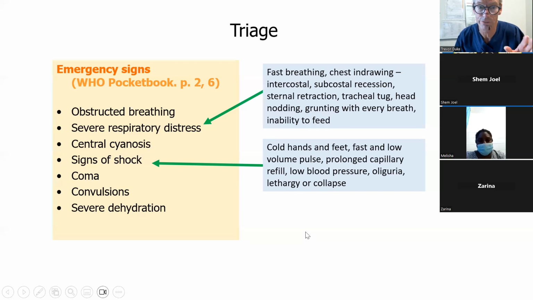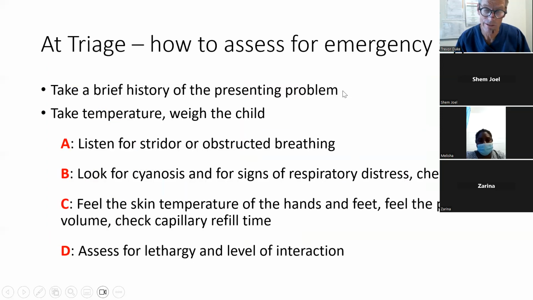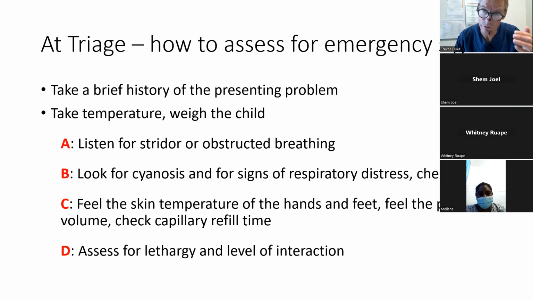So we need to get good at identifying these signs, and we can identify them at triage, but also in our regular monitoring of patients on the wards when we do ward rounds, and nurses can get good at monitoring these signs. At triage, we take a brief history of the presenting problem, and then within about a minute, you can detect all of those signs. You can look for airway, listen for stridor, and look for obstructed breathing. In terms of breathing, you can look for cyanosis and those signs of respiratory distress, including chest indrawing and other things that I mentioned.